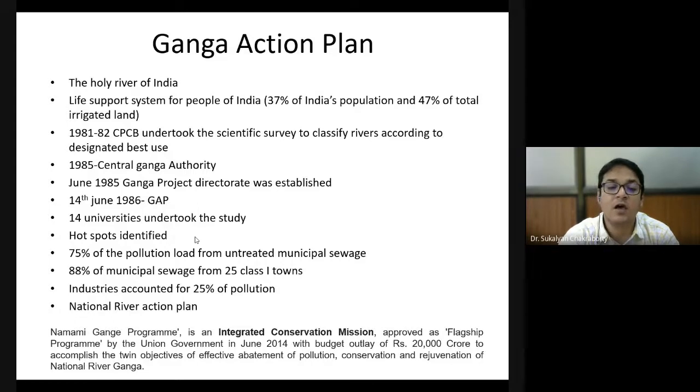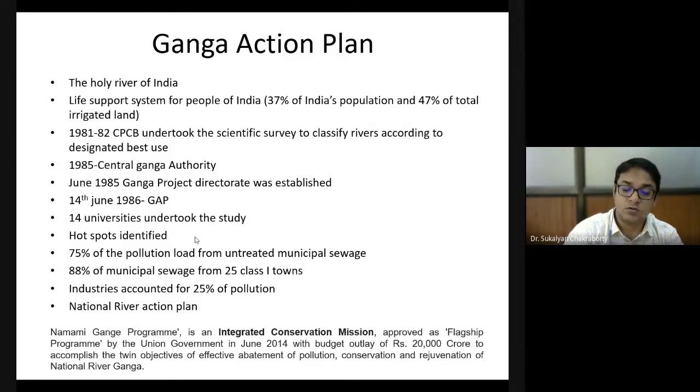So finally, a National River Action Plan was there, and they monitored. They have also set up several treatment plants, community treatment, sewage treatment plants, effluent treatment plants along the bank of the River Ganga to check the growing pollution of the Ganga River. And again in 2014, Namami Gange program, which is an integrated conservation mission approved as flagship program by Union Government in 2014. It came up with a budgetary outlay of rupees 20,000 crore to revive this river Ganga.